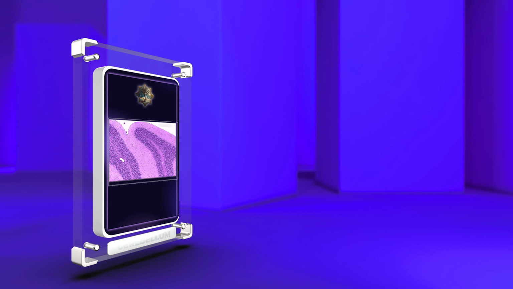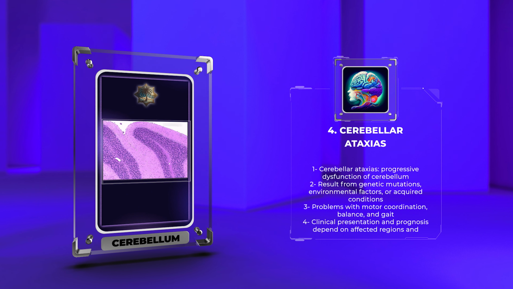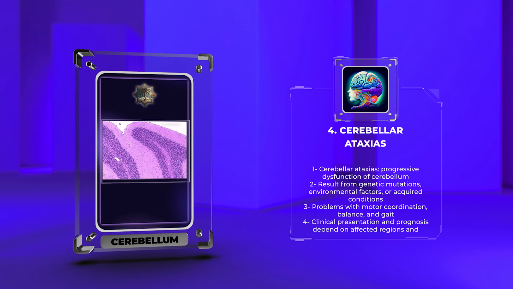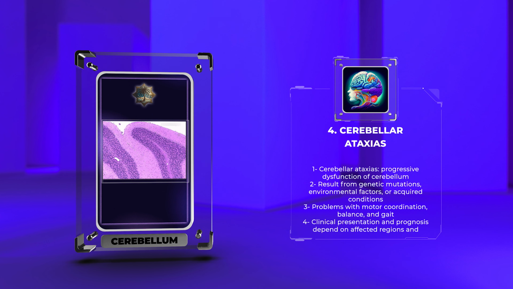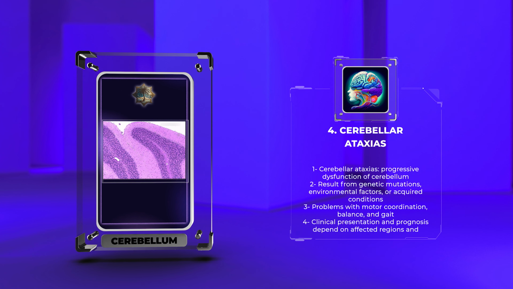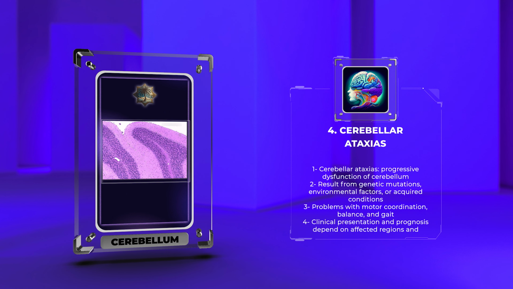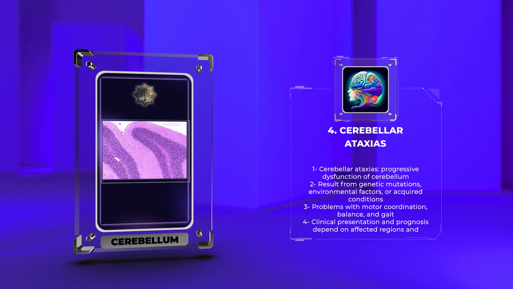Cerebellar ataxias are a group of neurodegenerative disorders characterized by progressive dysfunction of the cerebellum. These disorders can result from various genetic mutations, environmental factors, or acquired conditions. Cerebellar ataxias manifest as problems with motor coordination, balance, and gait. The specific regions of the cerebellum affected and the underlying genetic or acquired causes can determine the clinical presentation and prognosis of different types of ataxias. Understanding the cellular and circuit level changes associated with these disorders is essential for developing effective treatment strategies.